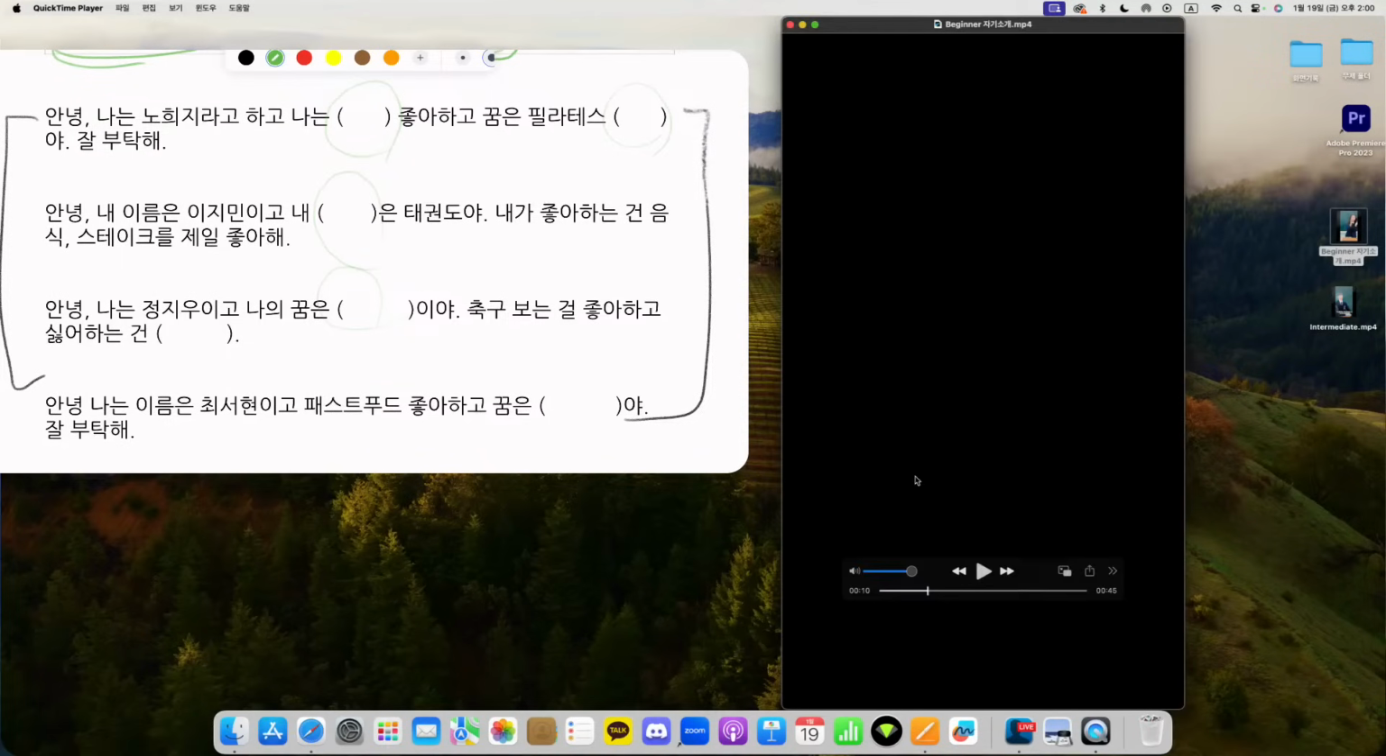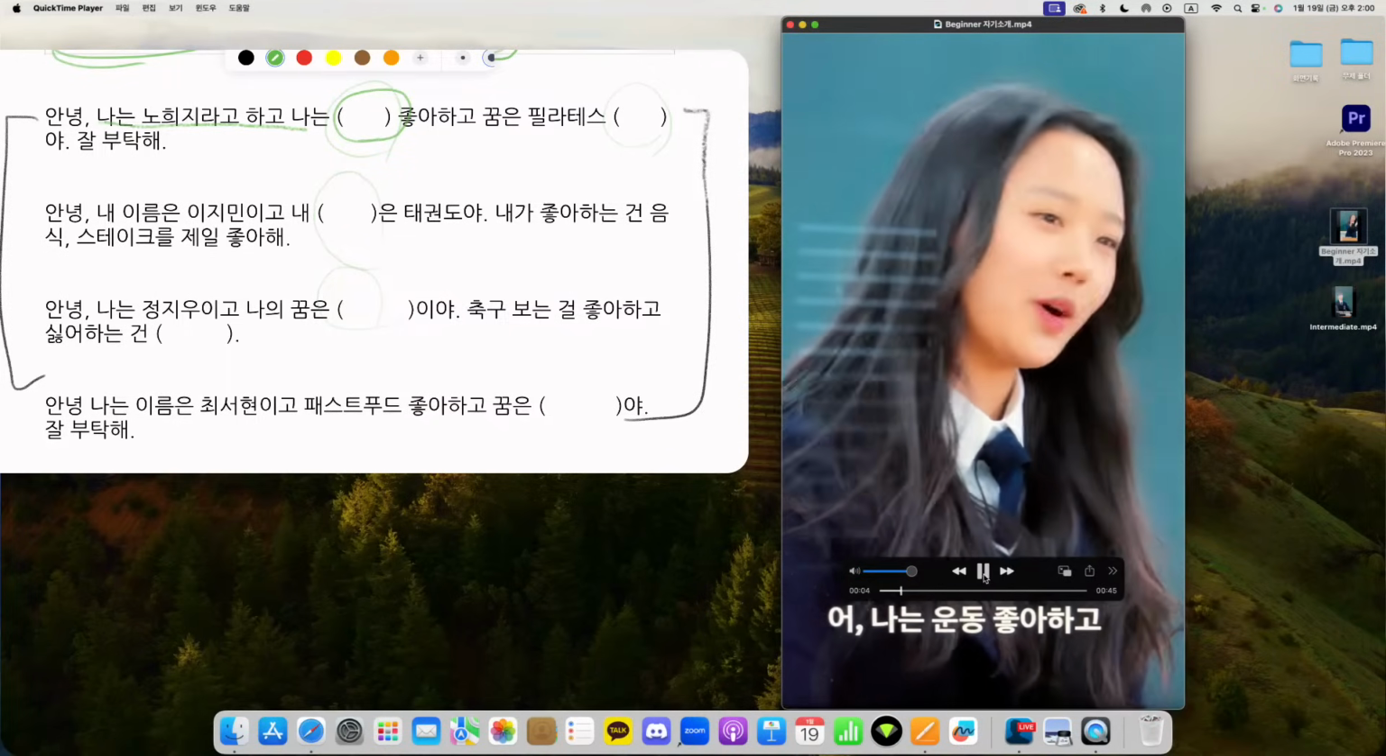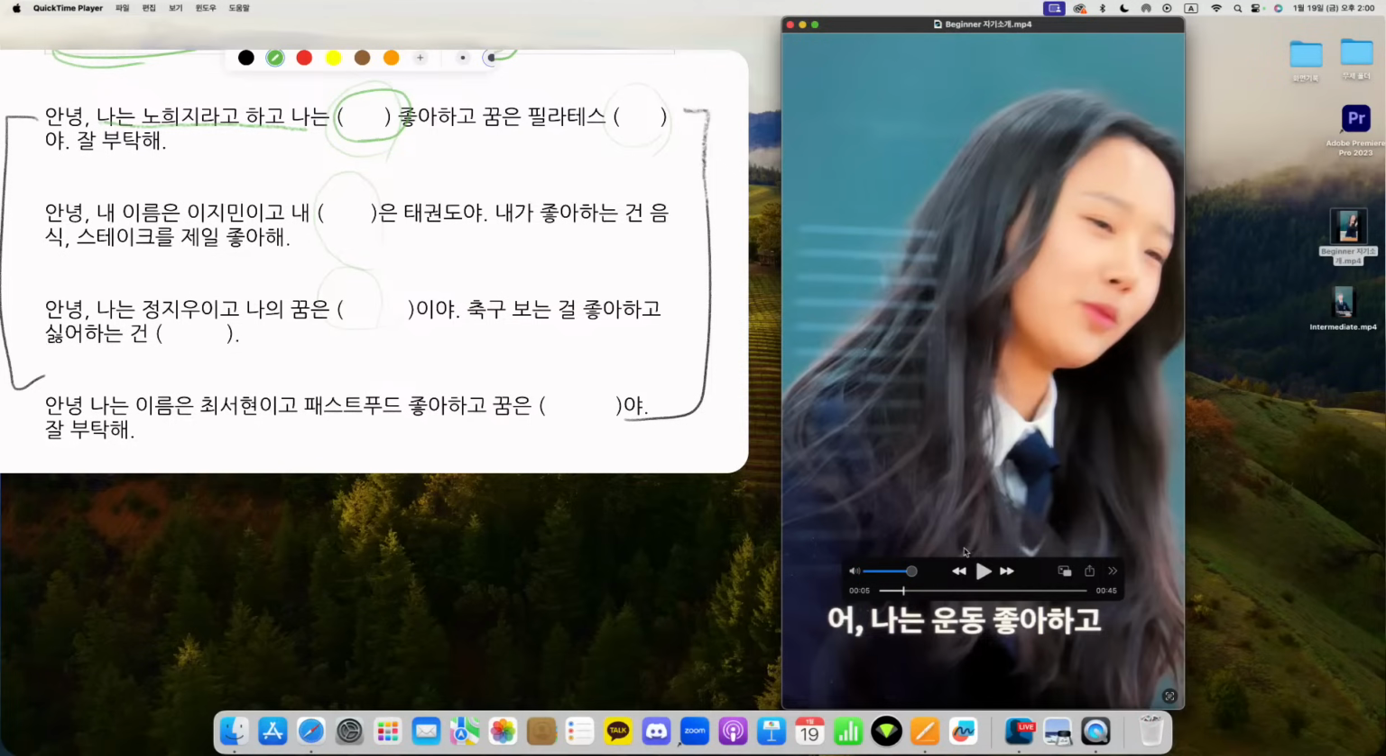희지가 뭐라고 했죠? 나는 노희지라고 하고, That's her name. 그리고 Did you guys hear what she likes? 나는 운동 좋아하고. She said she likes 운동. 운동 could mean working out, but it could mean all kinds of sports activities. So it's either workout or sports activities.